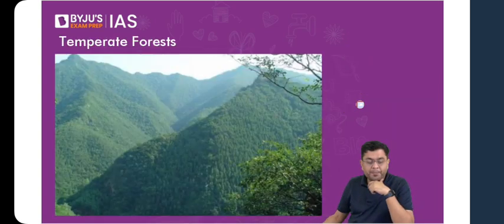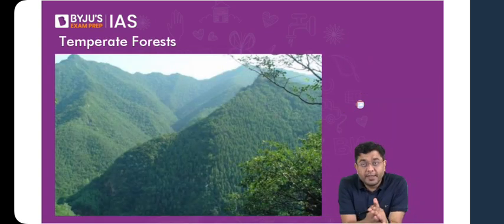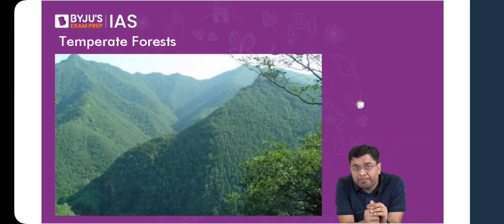Then we come to the temperate forests. Now, when we talk about temperate forests, temperate here refers to what? That the temperature conditions are moderate. It is not going to be very hot. So when it is not very hot, the rate of evaporation will be lesser. If the rate of evaporation is lesser, then moisture retention generally should be sufficient, isn't it?